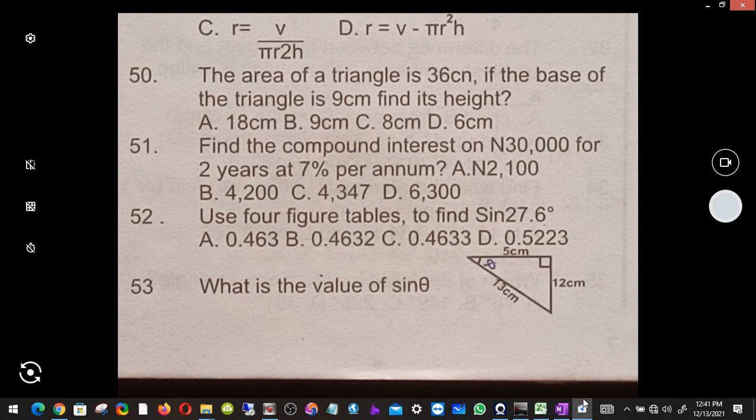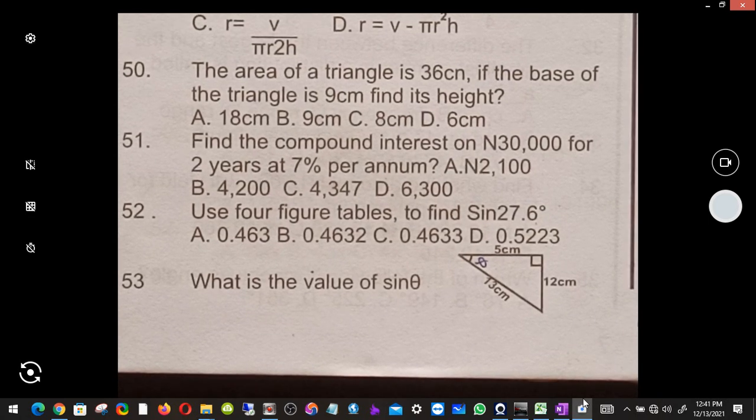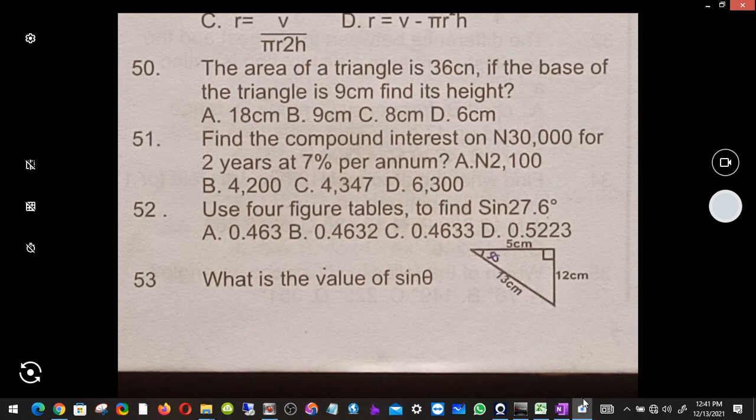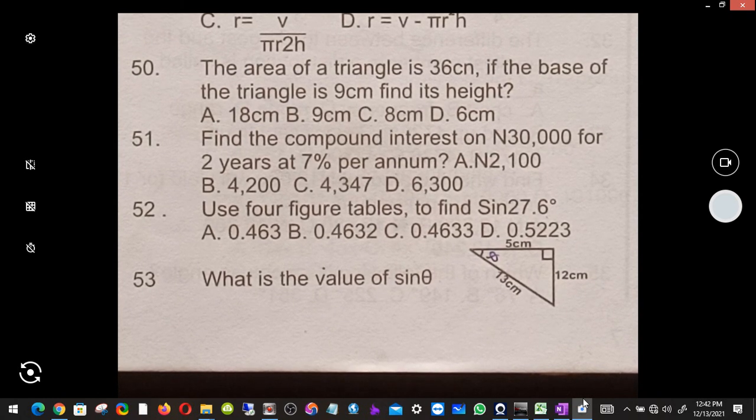Number 52, read. Use four figure tables to find sine 27.6 degrees. Well, how are we going to look for it in the four figure table? Look for sine 27 under 6. What did you get? 0.4633. Option C. 0.4633, not degrees. You have already converted it from degrees. So 0.4633.